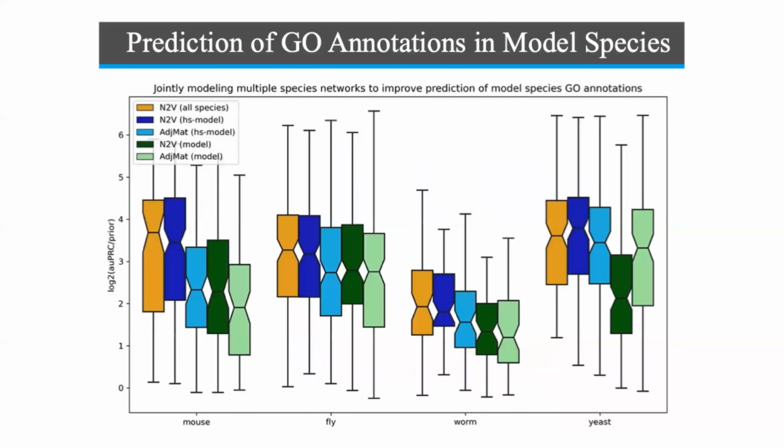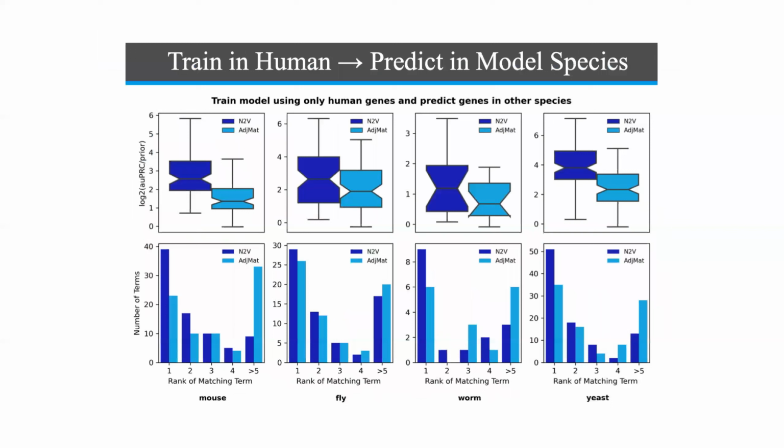Another thing is that we tried to do the same thing for a number of other model species. What we have here is the orange, again, is all species networks. The blues are human and the model species. And the green is just the model species networks. It's predicting GO annotations in the model species. We can see that adding the human and mouse almost always is better. And Node2Vec is a pretty great way of capturing this information.